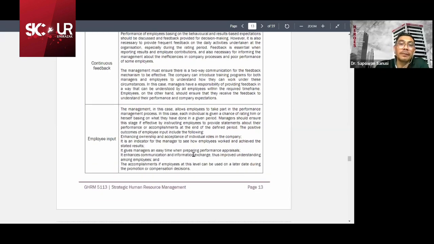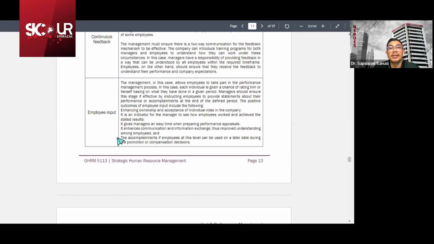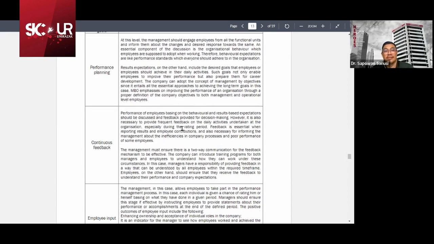Okay. Employee input. The management in this case allows employees to take part in the performance management process. Each individual is given the chance to rate himself. One way: after they get feedback at the end of the year, they have a chance to evaluate themselves, and then they also evaluate their superior. Okay, this is one of the stages.